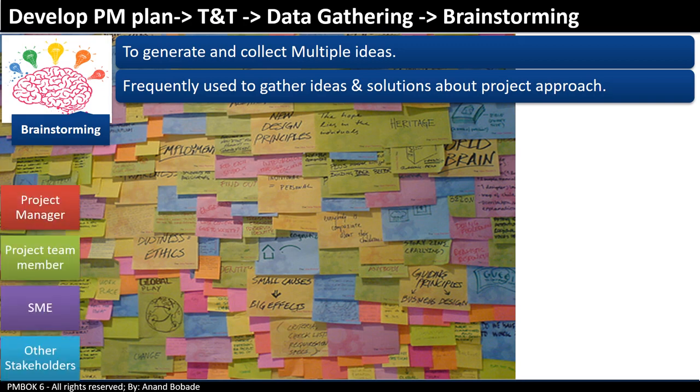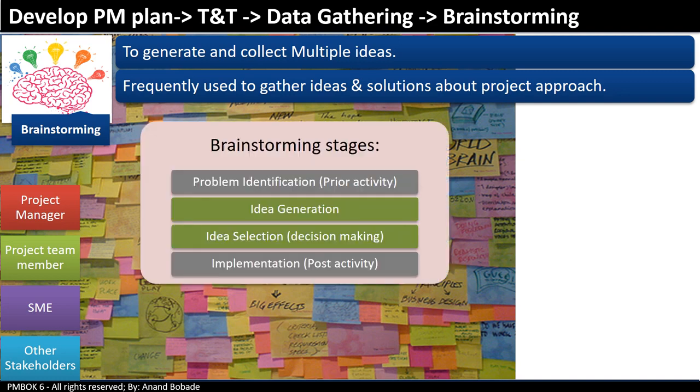Participants can be the project manager, project team members, subject matter experts, or other related stakeholders. Brainstorming goes through multiple stages. Problem identification is a prior activity. Idea generation and idea selection, which is decision making, happen in the session, and implementation is a post activity.